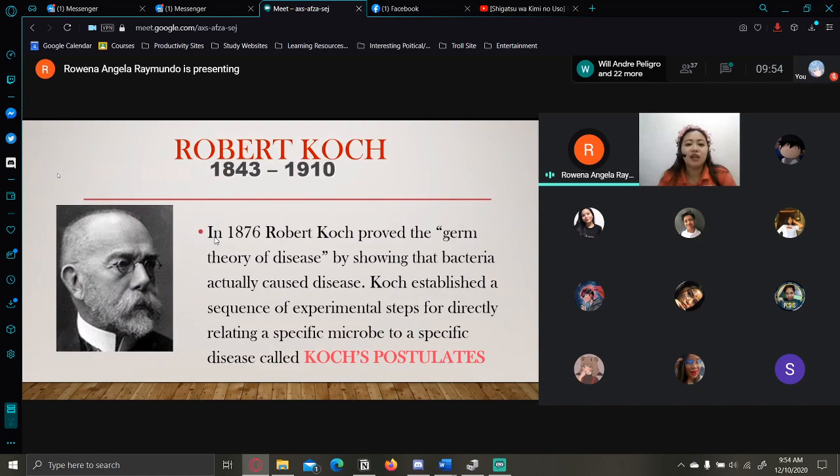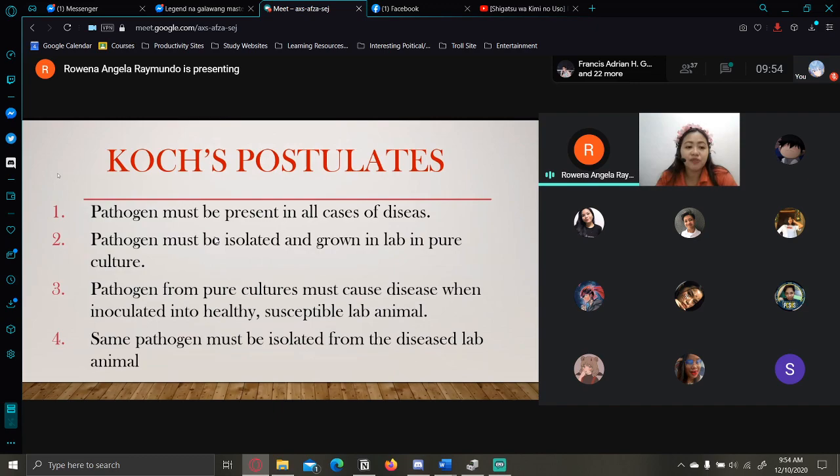Okay? Si Robert Koch, isa sa ginawa niya is pinatunayan niya na totoo yung theory ni Louis Pasteur na ang isang microorganism ay nagko-cause ng isang sakit. Okay? He established a sequence of experimental steps, or tinatawag nating Koch's postulates, para patunayan yon. Yung Koch's postulates, meron siyang 4 steps. As in your worksheet, number 3, nakasulat to doon.